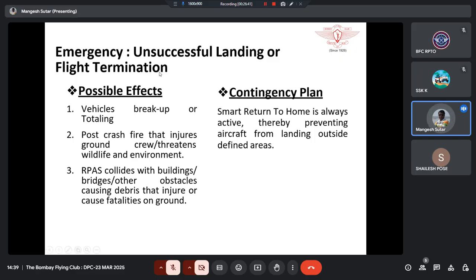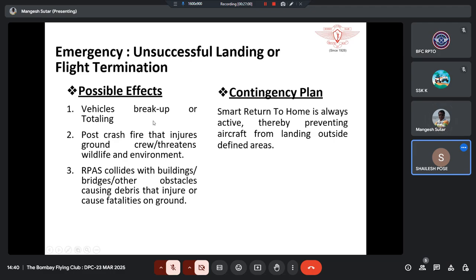A lot of times you would have an unsuccessful landing or flight termination. Okay, so vehicle breakup or total loss, a crash or fire that injures ground crew, threatens wildlife and the environment, or the aircraft collides with buildings, bridges, or other obstacles, causing debris that injures or causes fatalities on the ground.